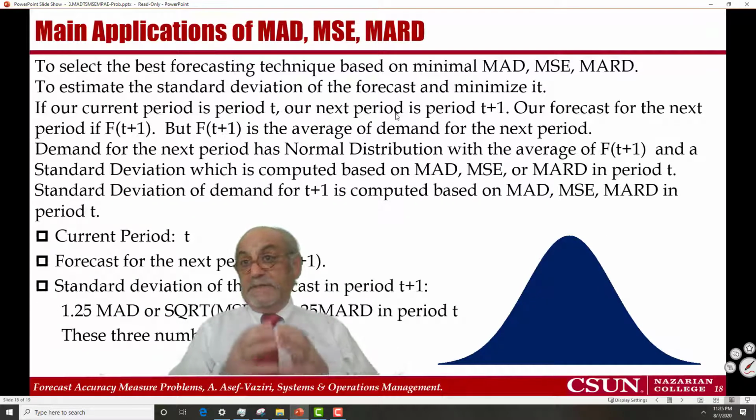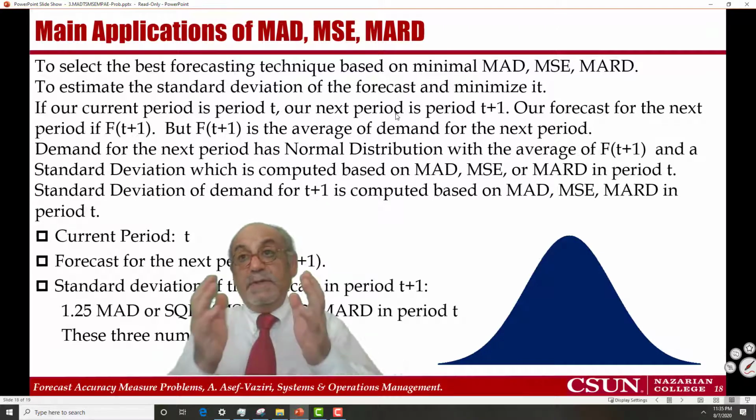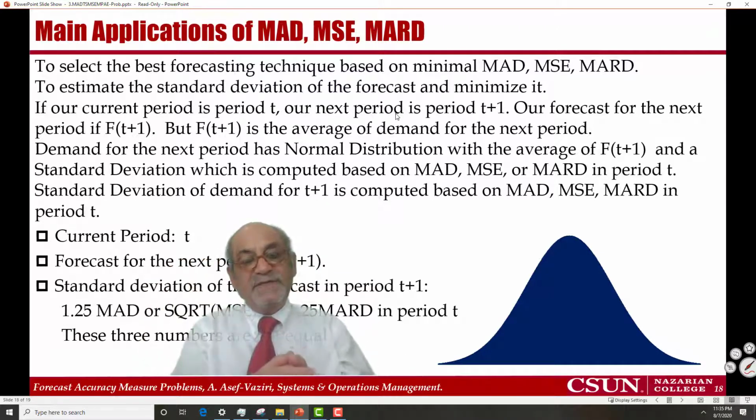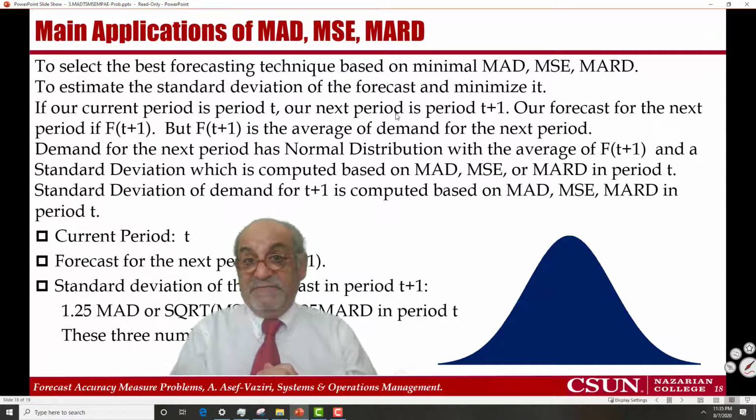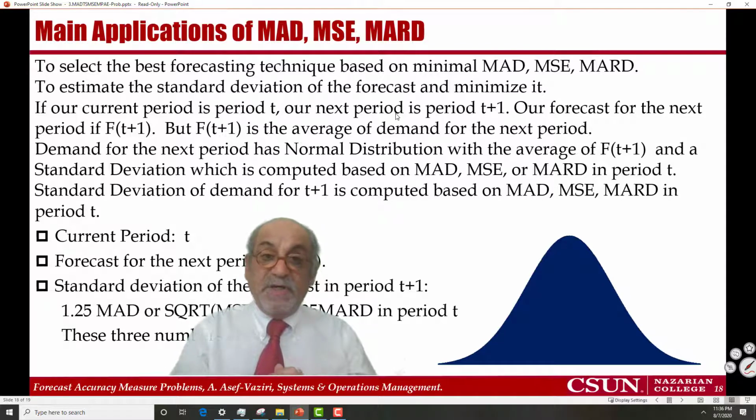So we learned several techniques. In all of these techniques, we compute forecast for the next period. We call it forecast for the next period, but it is the average of the forecast for the next period. That is forecast for period T plus 1. If the current period is period T, we need to use MAD, MSE and MARD of period T to compute the standard deviation of forecast in period T plus 1. Standard deviation is 1.25 MAD, 1.25 MARD, and the square root of MSE.